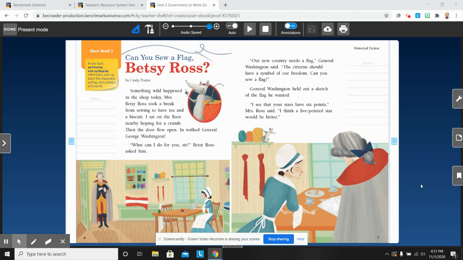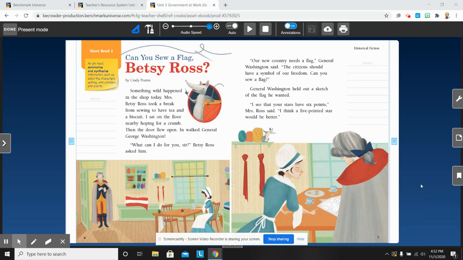All this week we have been talking about our essential question, why do we need a government? And we are learning about what government is and how government works and why it is important. As we study different stories throughout the week, hopefully we're going to learn a little bit more about government and what exactly it is.